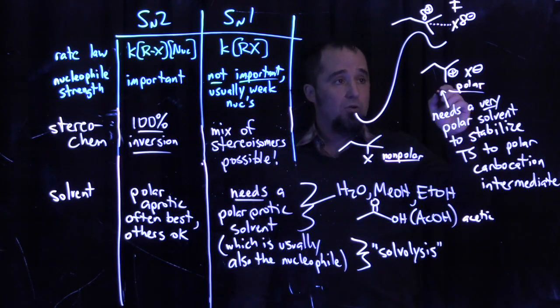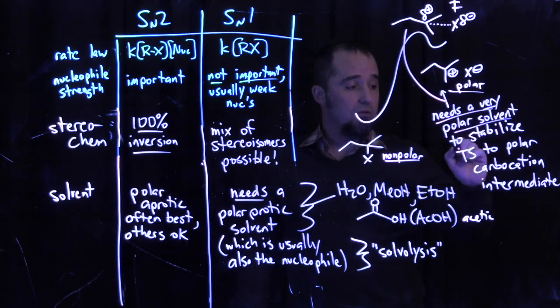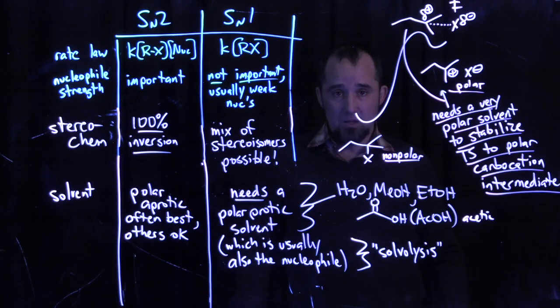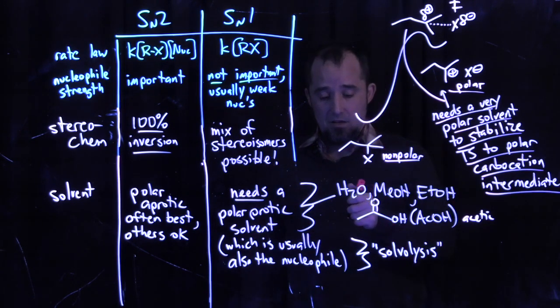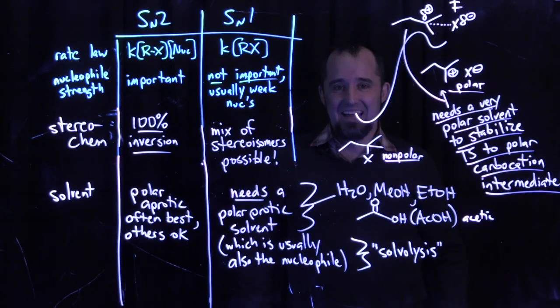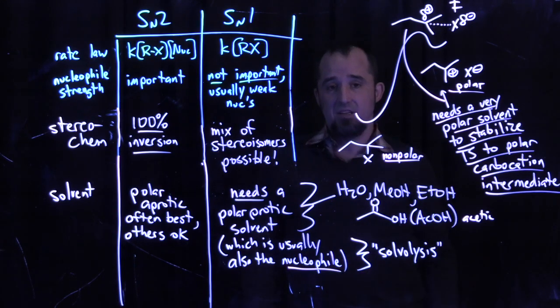So again, both this intermediate and the transition state need a polar solvent to stabilize them. Something really, really polar. Again, it's a pretty short list. Water, methanol, ethanol, acetic acid, right? These are our polar solvents that we can use. And again, almost all the time, these are also going to be the nucleophiles in our reaction.